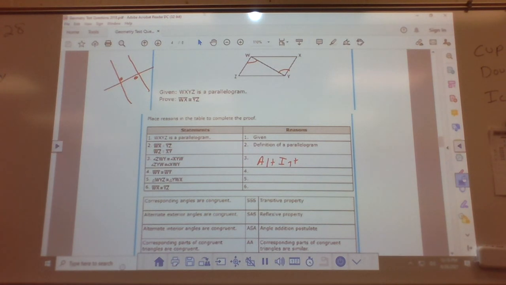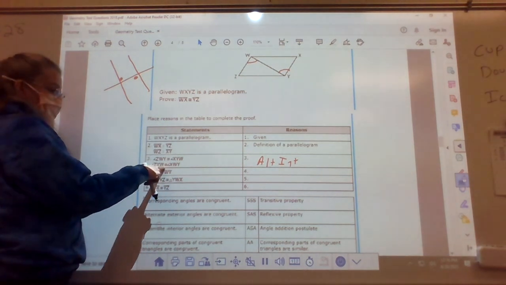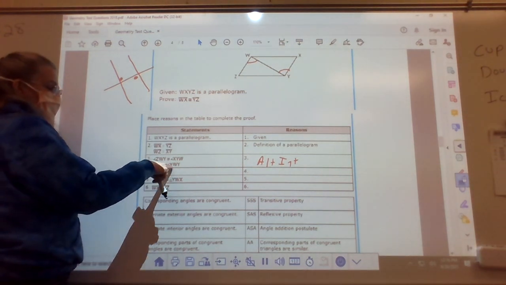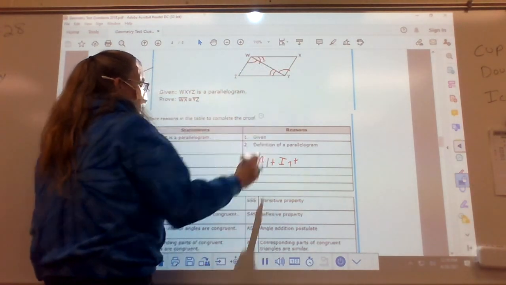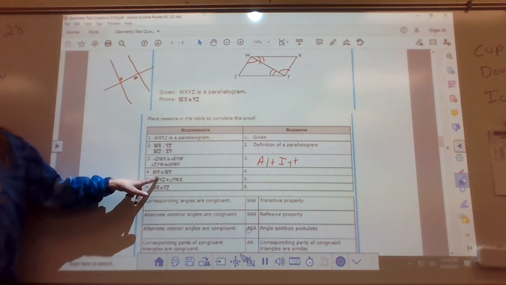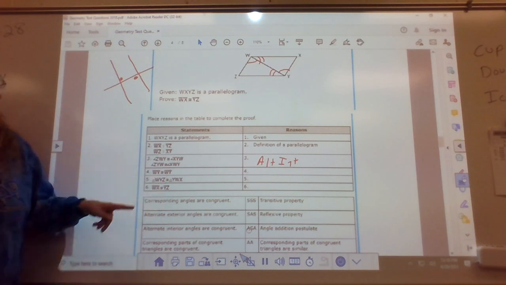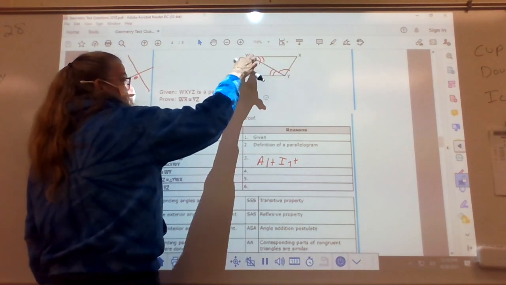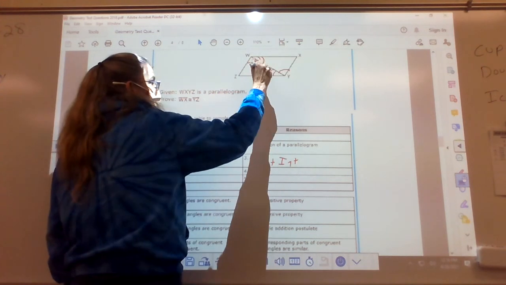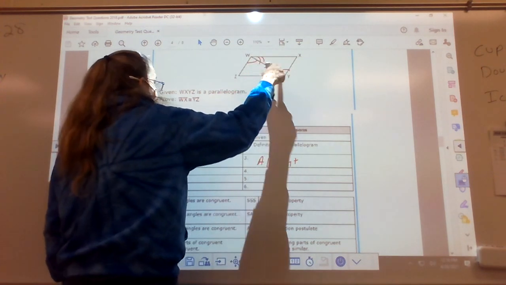Now, maybe you struggle with that. That's okay. The next one. Well, let me go ahead and mark this one. ZYW and XWY is going to be this guy and this guy. Now it's saying WY is congruent to WY. Well, that's that shared side in the middle. It's used by this triangle and it's part of this triangle. So that side's equal to itself.